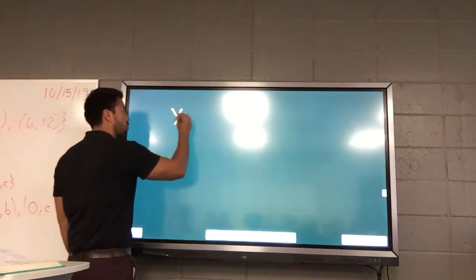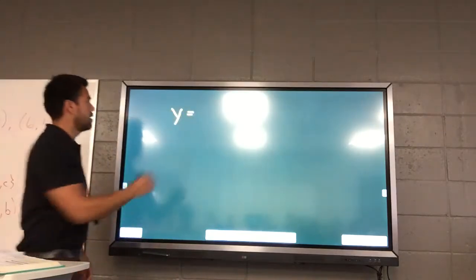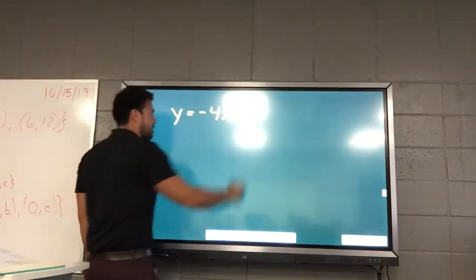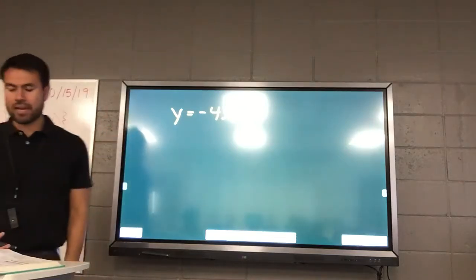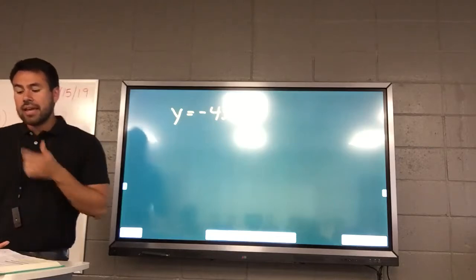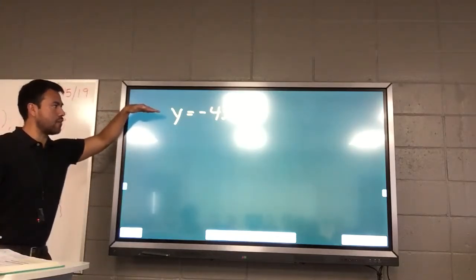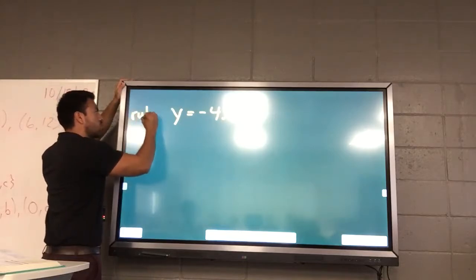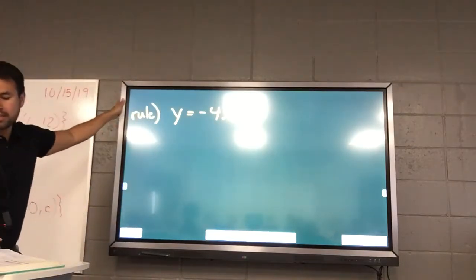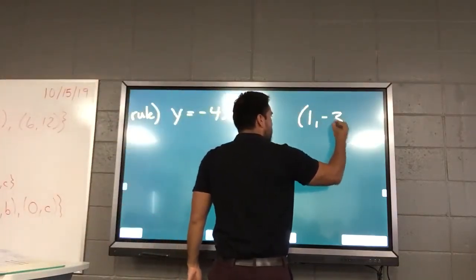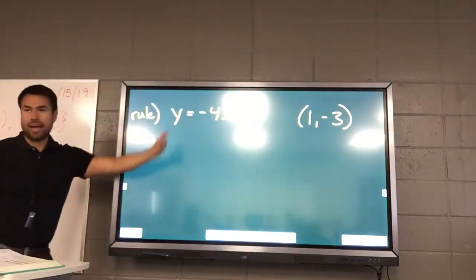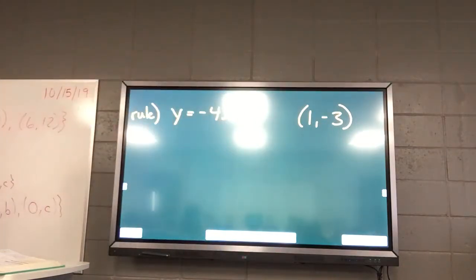Sometimes they're going to give us the rule. They're going to say, here's your rule. Okay, so that's what your rule looks like. By the way, we're going to get really good at looking at these equations, which will help you with so many applications. But anyway, if the rule is y equals negative 4x minus 1, then tell me if 1, negative 3 belongs in that relation or that equation. Tell me if 1, negative 3 belongs, and you put true or false.